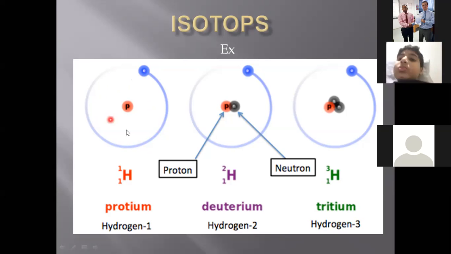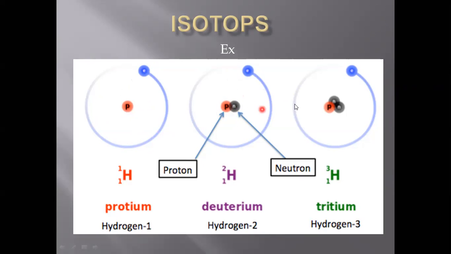Inside the nucleus, in the first one I have one proton. In the second one, I have one proton and one neutron. P means proton, N means neutron. In the third one, I have one proton and how many neutrons? Two neutrons.